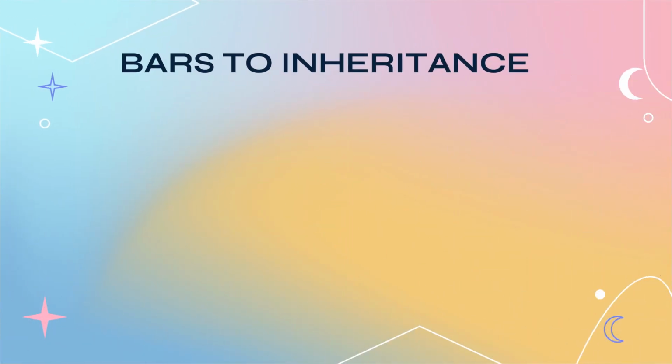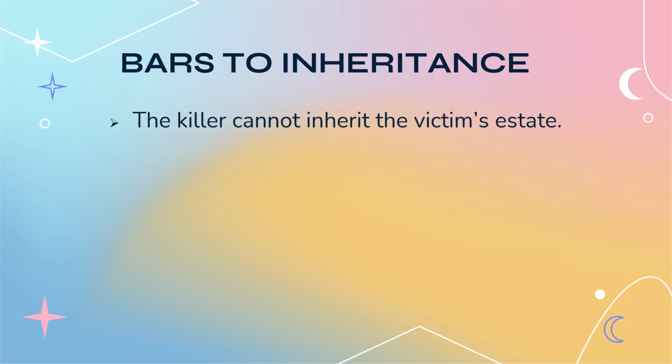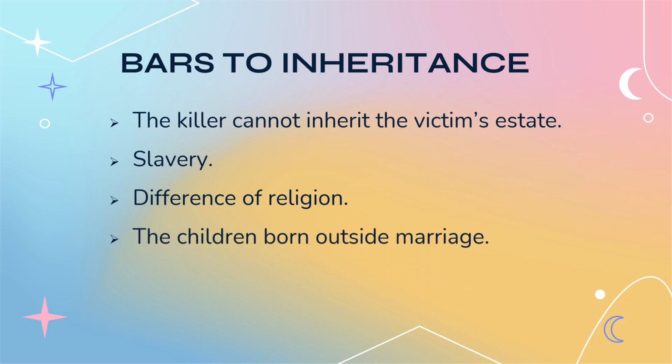What are bars to inheritance? Bars to inheritance, also known as bars to succession, can prevent waris from inheriting the estates. The first one is the killer. The killer cannot inherit the victim's estate. The second one is slavery. The third one is difference of religion. The fourth one is the children born outside marriage. And lastly is divorce ba'in.